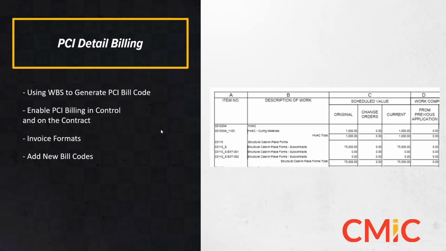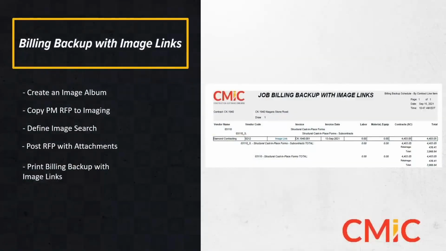And now for our last module, before we get into the questions, oops, I forgot to go to the demo slide, is our billing backup with image links. And effectively what we're doing here is we're going to create an image album. For those that might not be using Image Manager, an image album, think of it as a folder like you'd have in your Windows Explorer. It'd be a folder where you're putting all of your sub pay applications, your miscellaneous invoices, maybe different timesheet images as an example. So basically buckets where all of these images go and the corresponding data that goes along with that invoice. And the most common would be a request for payment.